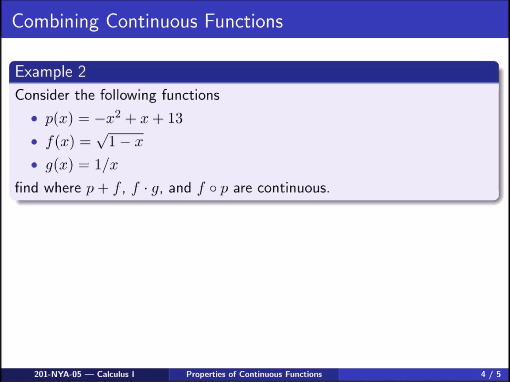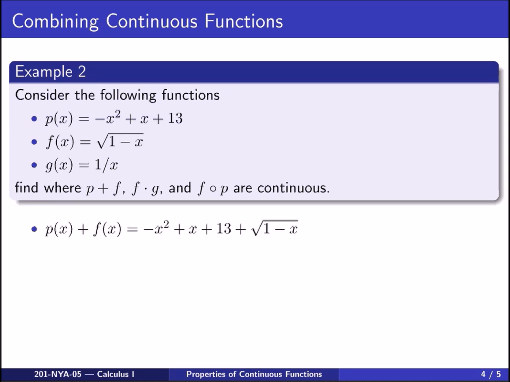Okay, so if we add p plus f together, we simply get minus x squared plus x plus 13 plus the square root of 1 minus x. We have seen that if we add two functions that are continuous on their domain, which is the case with p and f here, we will obtain a function that is continuous on its domain. So finding where that function is continuous is equivalent to finding its domain.